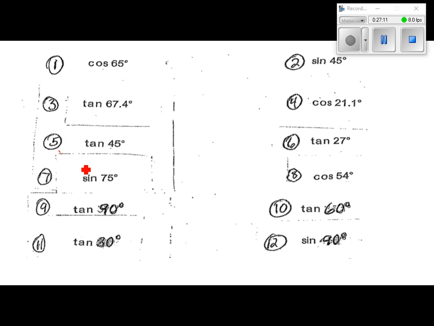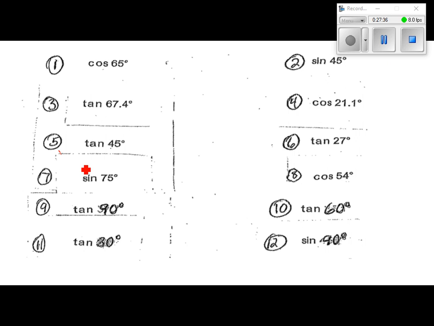Would we still round? Mode, there it is. Yes, you're going to go out 4 places every single time, 4 decimal places. When I try to do number 9, which is cosine 90, it says error. Really? Yeah. It's the only one that said error. Oh yeah, that's what mine says.